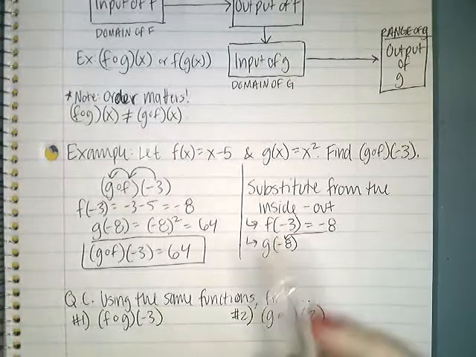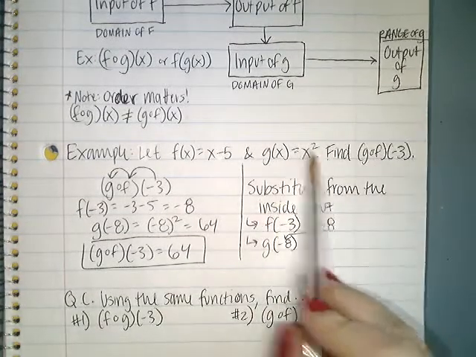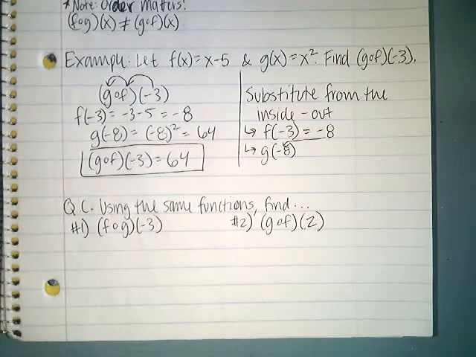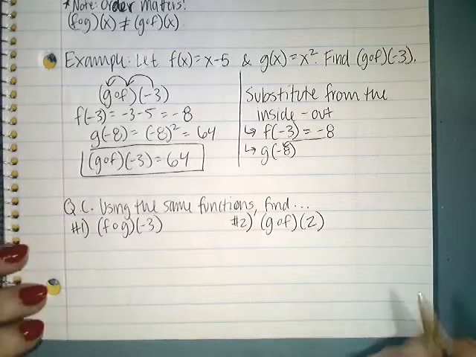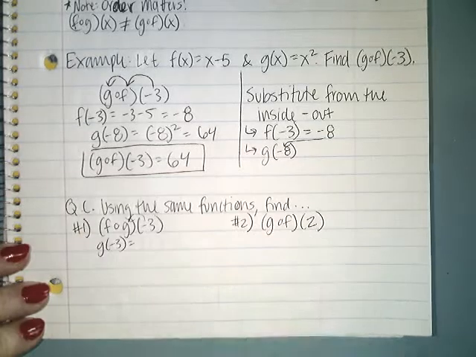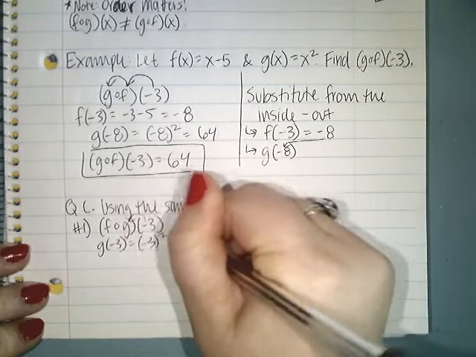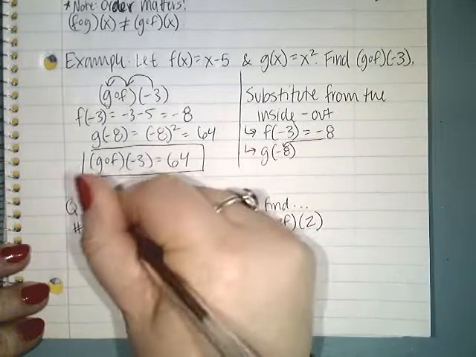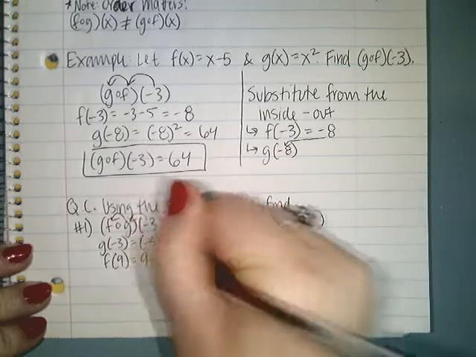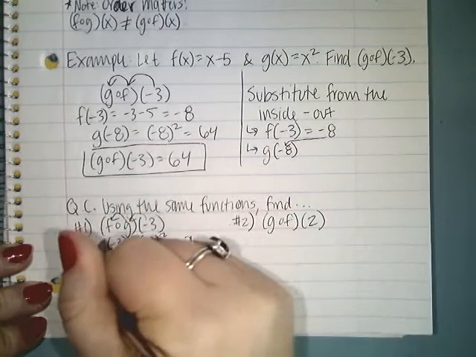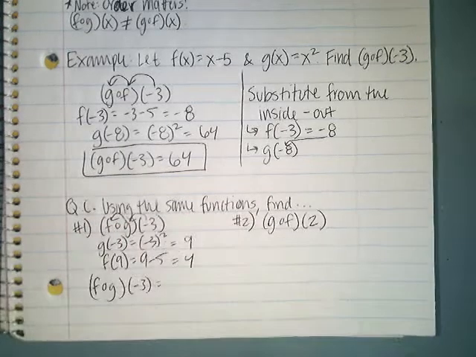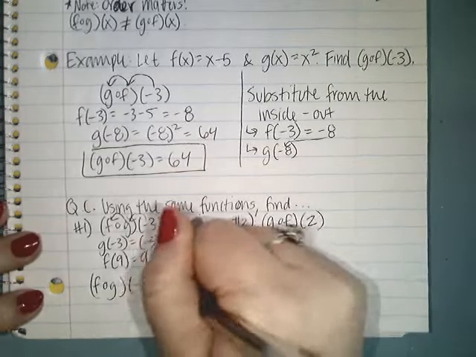Some of these will get into more complicated values when we don't plug in a number. We're actually plugging in whole functions, but for now I want us to focus on just the numbers. So pause this, try these last quick checks. I'm going to go over them. This is the same thing, plugging from the inside out. g of negative 3 is going to be negative 3 squared, which is 9. Then I take the 9 and plug it into f. So f of 9 is equal to 9 minus 5, which is 4. So I can say f of g of negative 3 is equal to 4.